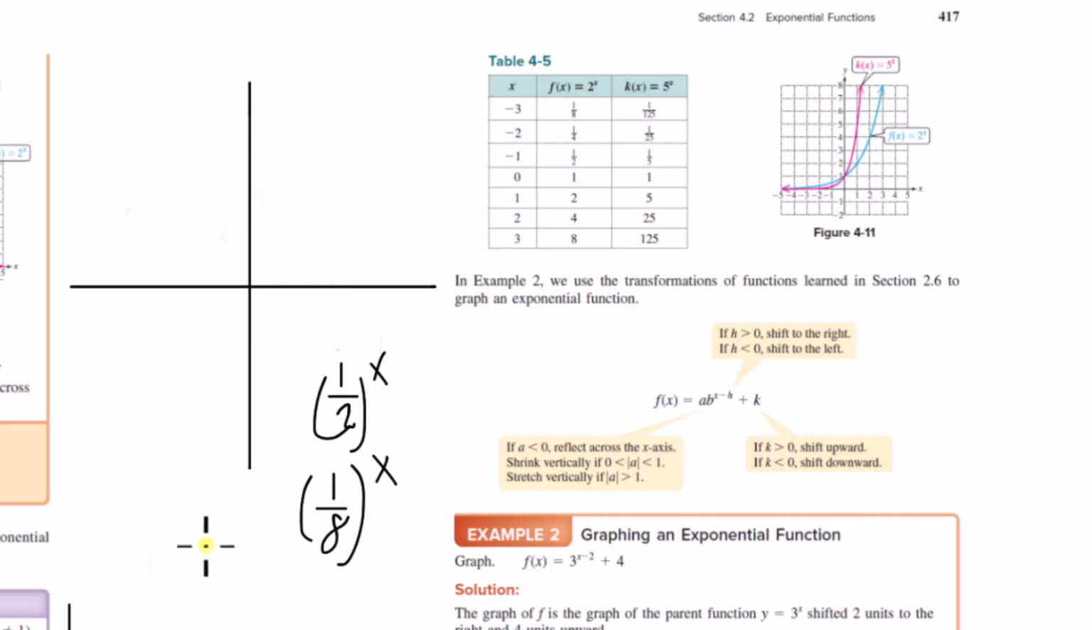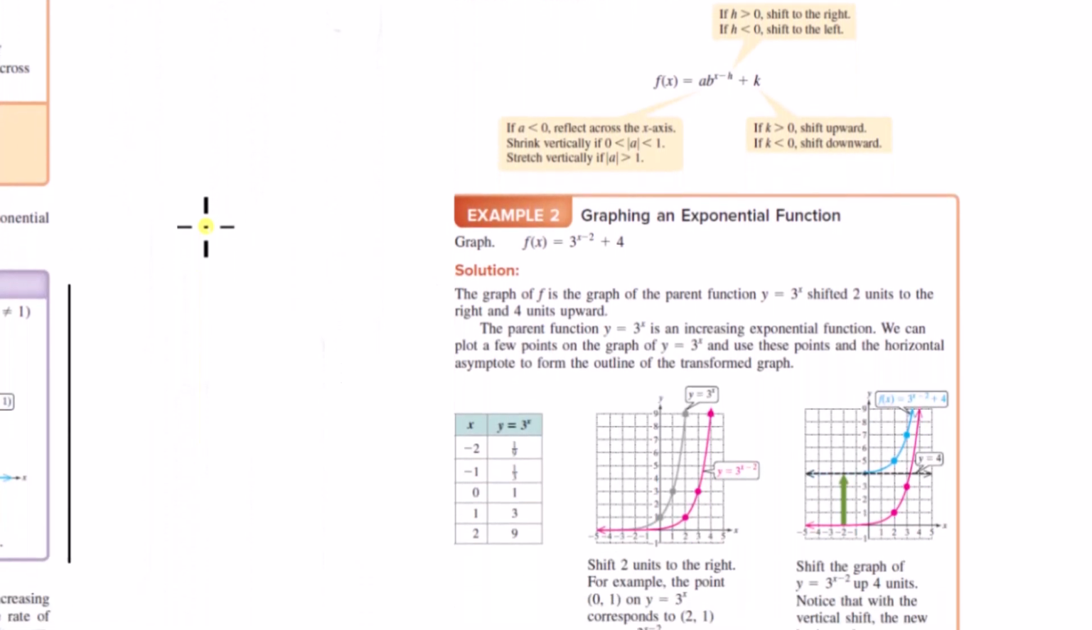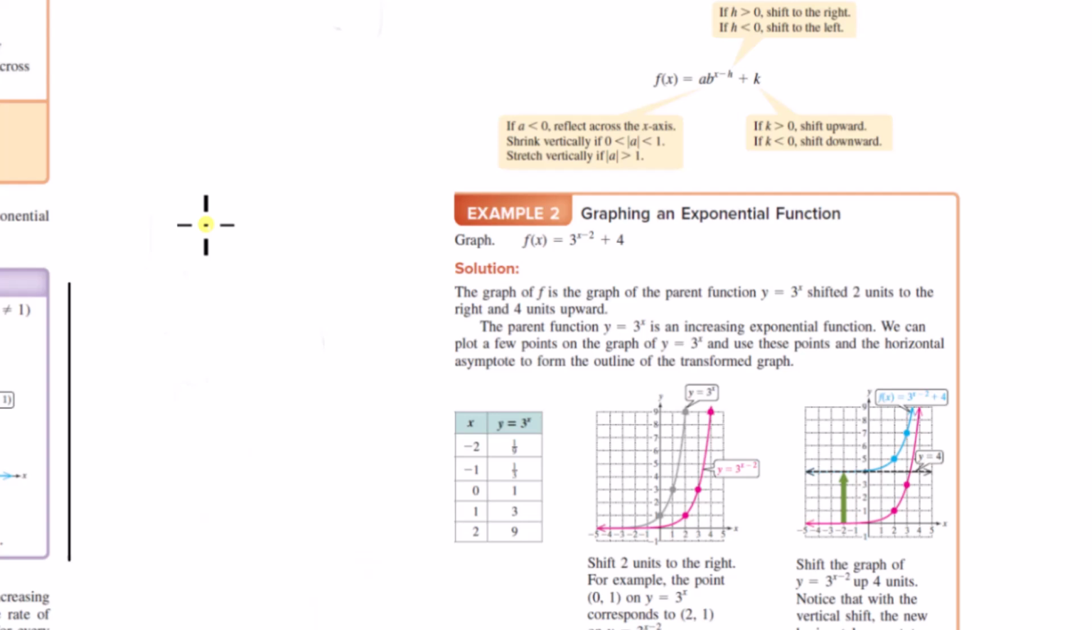Okay. And now the next thing they talk about is transformations applied to exponentials, but this is really straightforward. It's all the same rules. So if we had f of x is equal to 3 to the power x minus 2 plus 4, well, this is just going to be shifted to the left 2 units and up 4 units. It's going to be 3 to the power x shifted to the left 2 and up 4.